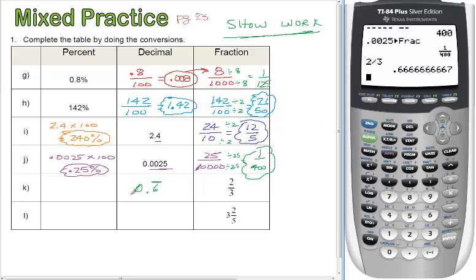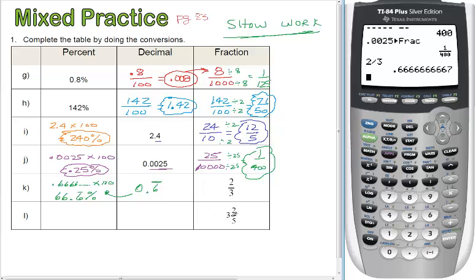Alright, now how do you go from here to here? You multiply by 100. So if I multiply 2/3 by 100, remember that's 0.6666 repeating times 100, so it's going to be 66.6 repeating percent. In other words, 2/3.